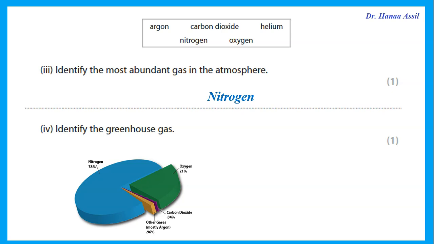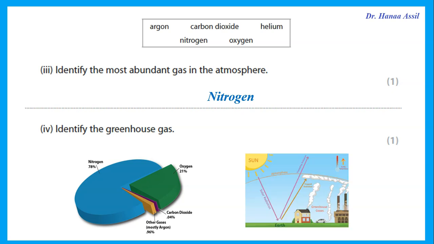Identify the greenhouse gas in this list. Remember, greenhouse gases are gases that trap the heat of the sun around the earth, which causes global warming, rise in temperature, melting of the ice. Now, which gases cause that? You should know that carbon dioxide and methane are greenhouse gases.